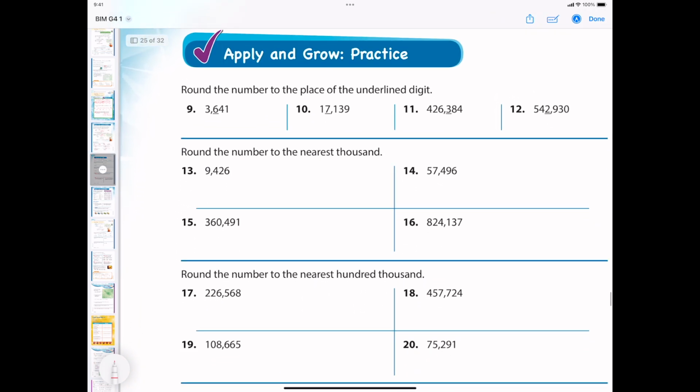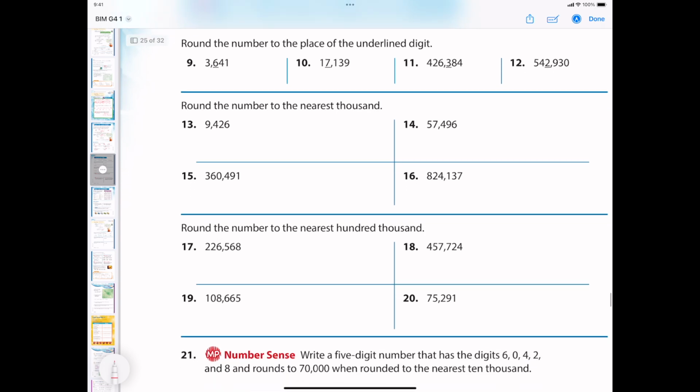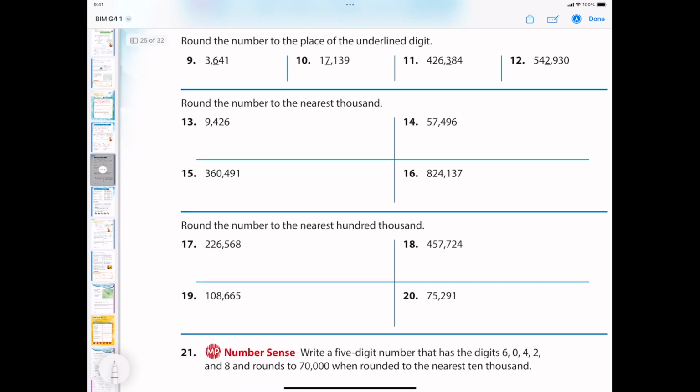All right? So now I want you to pause the video, and I'm sure I posted already the place value song and the rounding numbers song. So I'm sure you watched it first, okay?